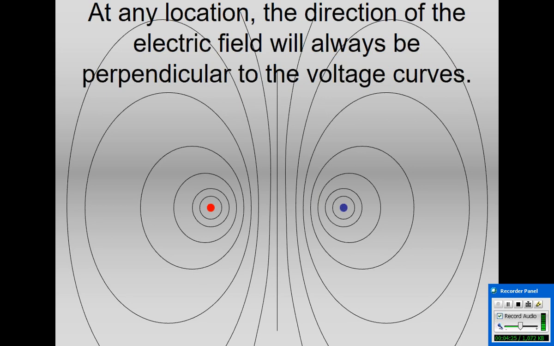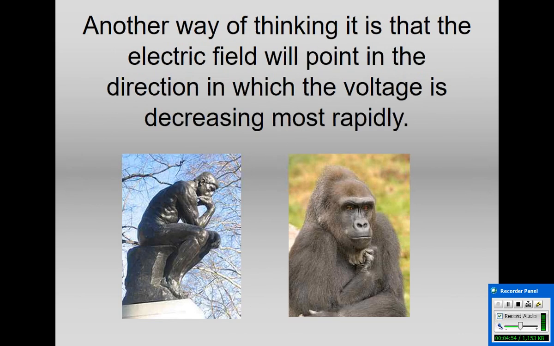The electric field represents the direction of the force on a charge at that location. But another way of thinking about it is, if I have this charge placed in an electric field, that charge is going to move down voltage as expeditiously as possible, meaning that it is going to move perpendicularly to these equipotential surfaces down. So the direction in which the voltage is decreasing most rapidly is the direction in which the charge feels the force, meaning that the electric field line is always going to be perpendicular to the equipotential curve.